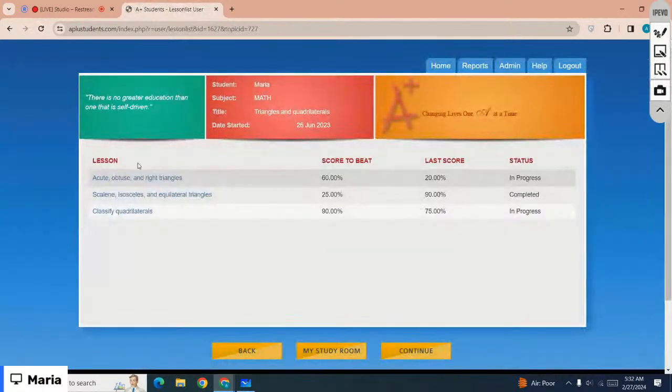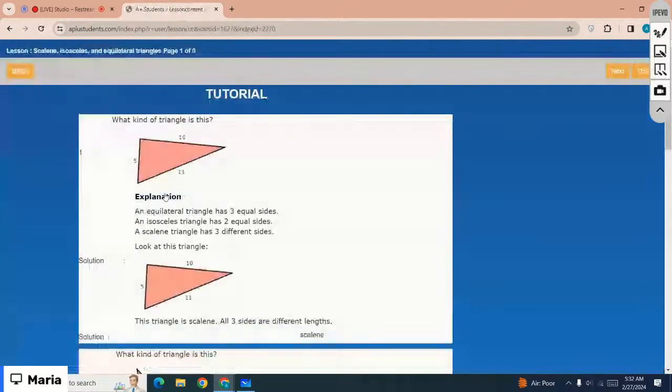The next lesson is scalene, isosceles and equilateral triangles. This is the classification of triangles according to side length, right? An equilateral triangle, keep this word equi in your mind. Equi means equal, so an equilateral triangle has all three sides equal in length. An isosceles triangle has two sides equal in length, and a scalene triangle has all three sides different in length, right?